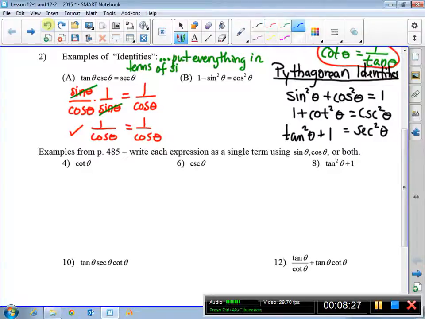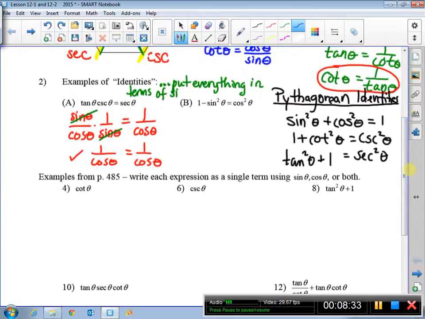In letter B, let's see, 1 minus sine squared theta equals cosine squared theta. First I notice I have squares, and that's probably my Pythagorean set. Then I see I already have sine and cosine. So I'm going to look to this one for some help.